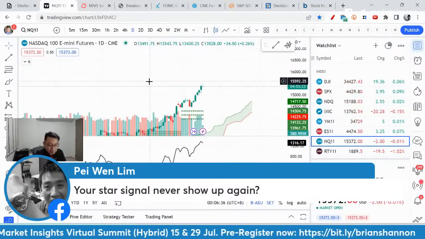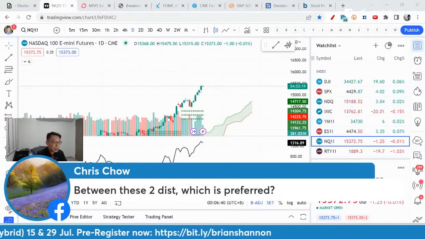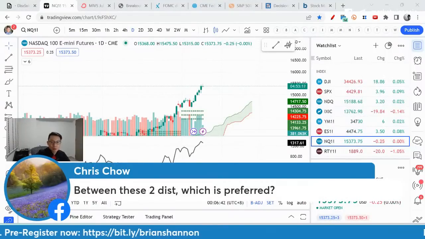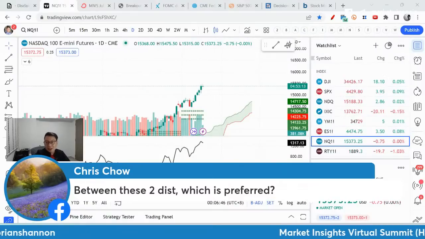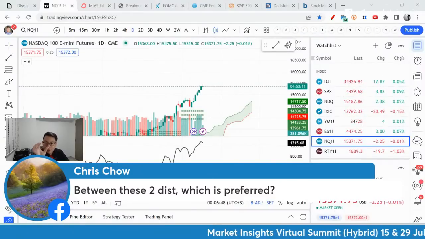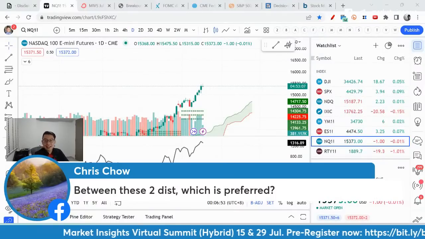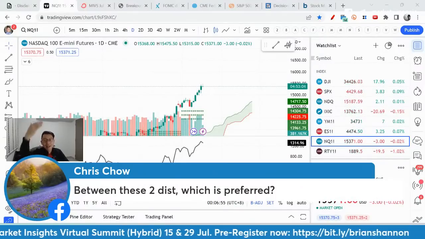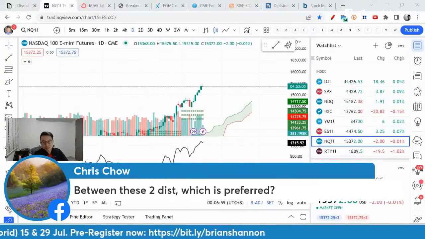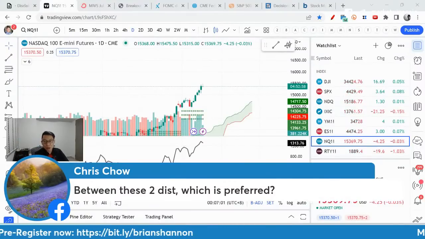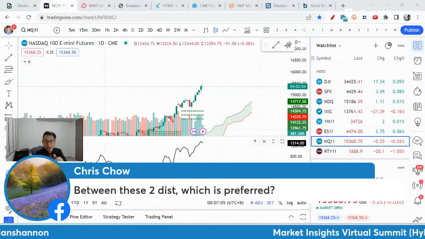Very fast, okay. Good question. Chris Chow asked, between these two distances, which one is preferred? I actually prefer to use the percentage distance from the movement. It tells me the absolute percentage, so I know exactly how high it is. The normal one doesn't tell me an absolute number, so I don't know how far away it is. I can only gauge based on the lines over here.